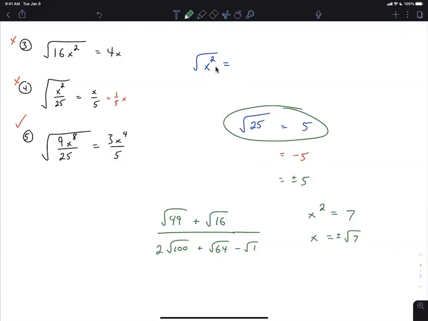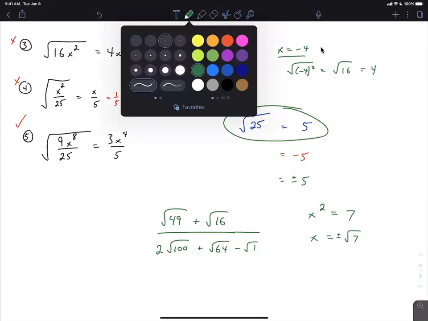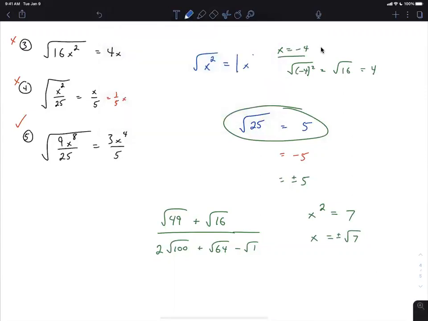But what if x is negative 4? Then what that symbol's saying is the square root of negative 4 squared. Well, that's the square root of 16, which based on what we just said is just 4. So it's not x, it's the opposite of x in that case. Does that make sense? So the simplest way to write it is actually the absolute value of x. That way, if x is positive, it's just x, and if x is negative, it's the opposite of x.